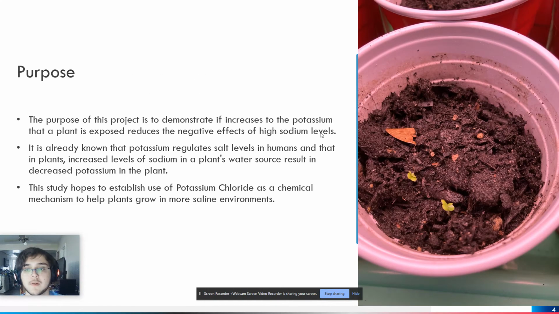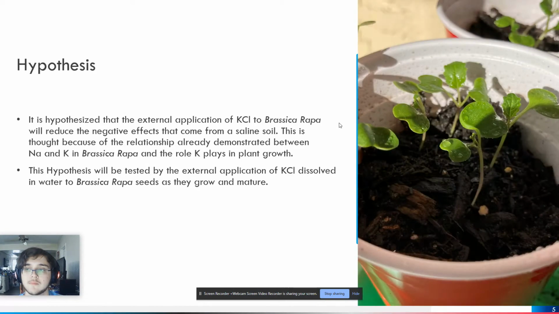The purpose of this experiment is to demonstrate if increases to the potassium that a plant is exposed to reduce the negative effects that come from a high sodium content in its soil. It's already known that potassium regulates salt levels in humans, and that in plants, increased levels of sodium in a plant's water source do result in a reduction in the potassium content of a plant. This study hopes to establish potassium chloride as a chemical mechanism to help plants grow in more saline environments.